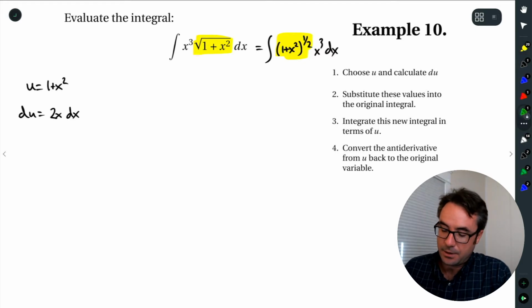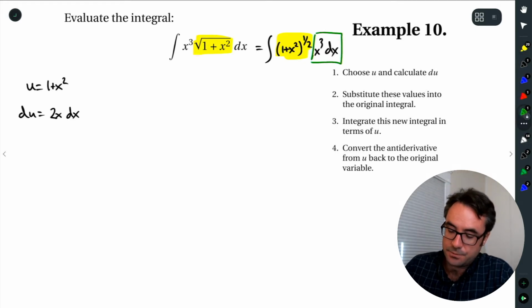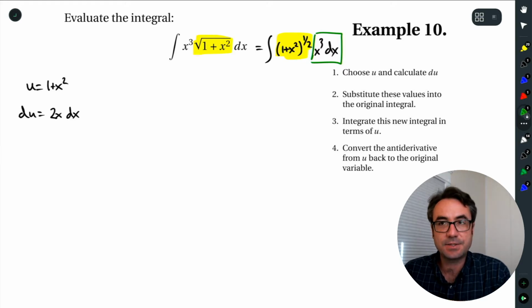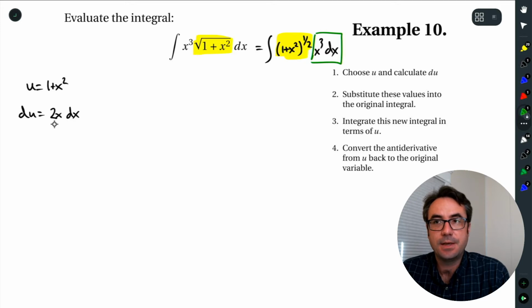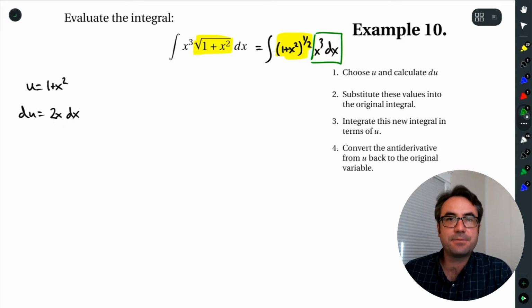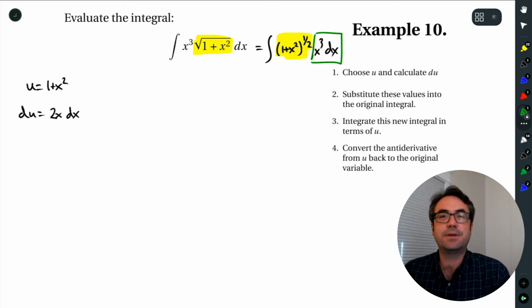So we want to compare the leftover terms, this x cubed dx, with what we calculated for our differential. And we see some big differences here. In our integral, we have x cubed dx. In our differential, we have only an x dx. There's this 2, but constants we can always move around, so the constant doesn't really matter. We can deal with that. It's the variables that are the biggest concern.